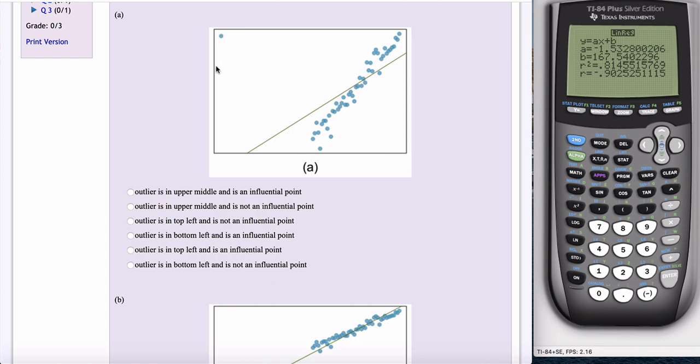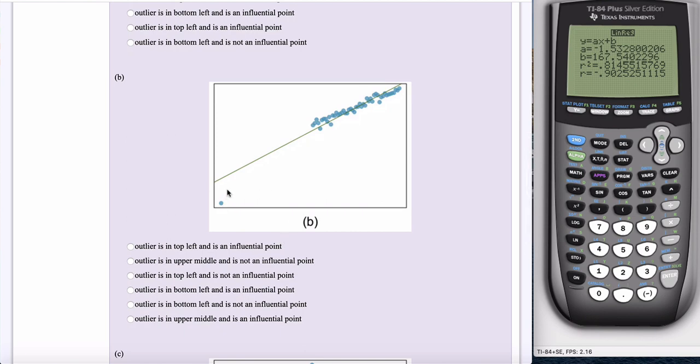Well, the definition this uses for influential is, without it, would you have a significantly different LSR line? Yeah, of course you would. If this wasn't here right here and you tried to draw the LSR line, it would look like this, right? It wouldn't look anything like this. So the outlier's in the top left, and yes, an influential point.